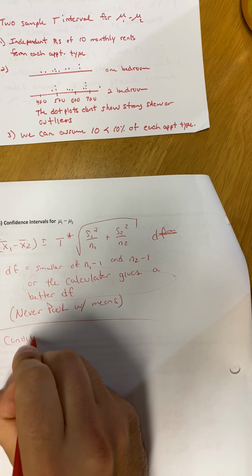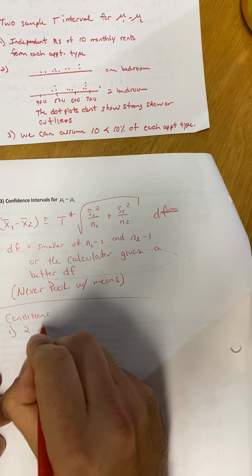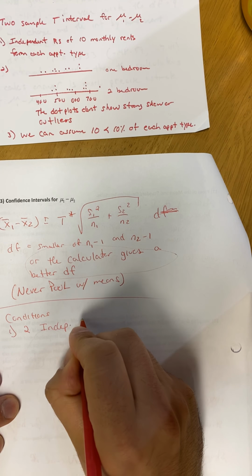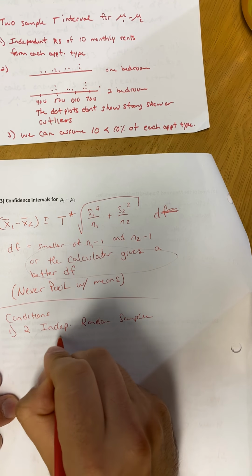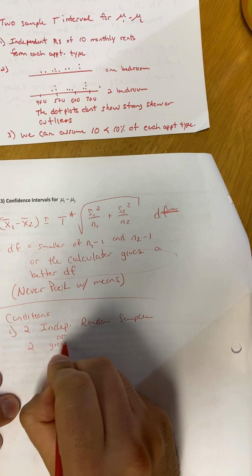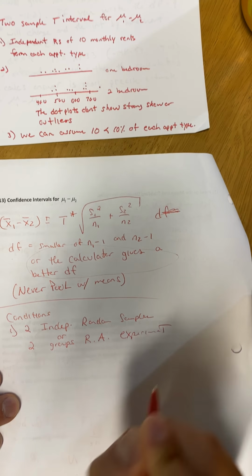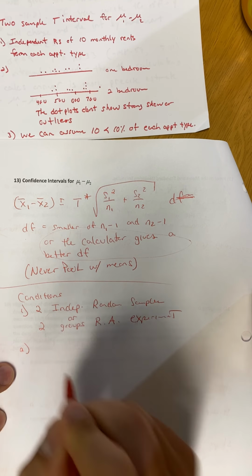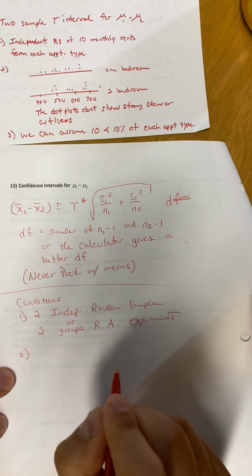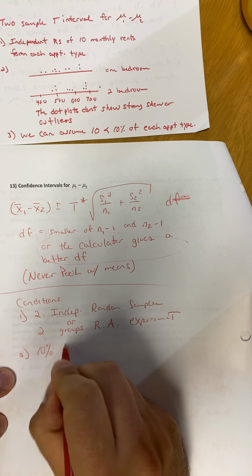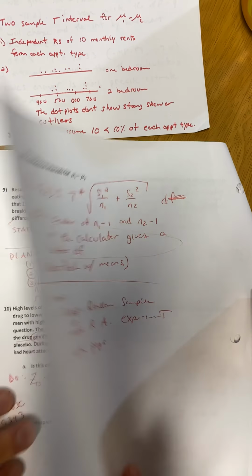Conditions. So the first one, they have to be two independent random samples. Or it can be, you know, two groups from a randomly assigned experiment. Next is going to be 10% for both pops. Oh, actually, I should go back here.